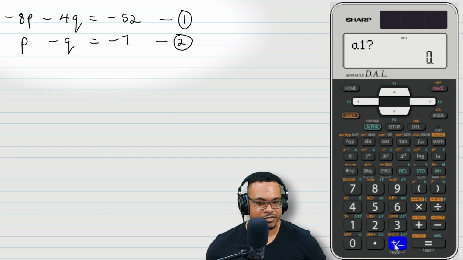So for A1, I'm going to put negative 8. Press equal. See, B1 comes up now, which will be negative 4. Press equal. And now C1 will be the negative 52.